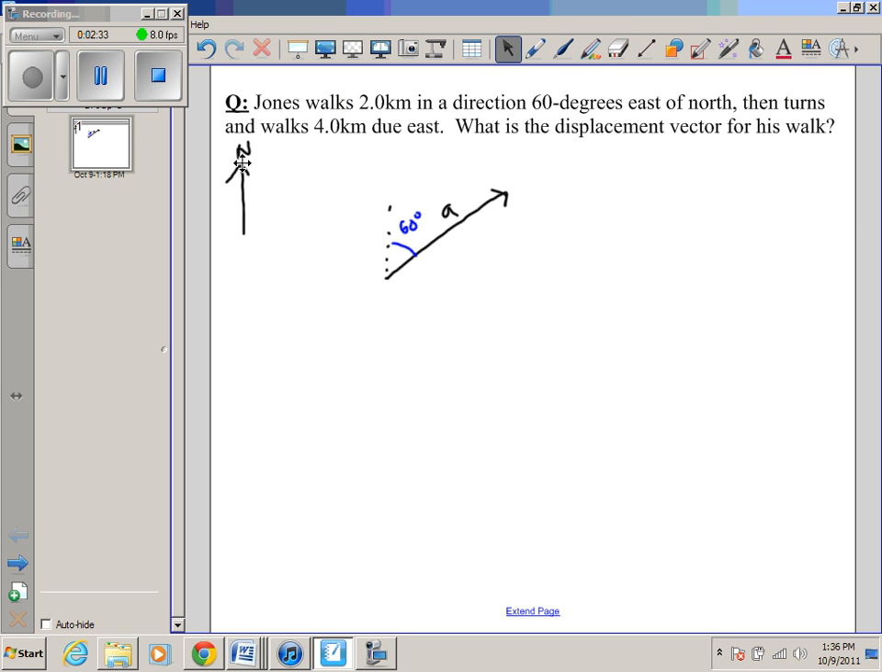That actually looks closer to maybe 45 or 50 degrees, but at any rate, it's supposed to be 60 degrees east of north. When you read this, east of north means I imagine going north, and then I turn 60 degrees to the east of north. So hopefully you can see how that direction, 60 degrees east of north, allows me to figure out that that's the angle I'm talking about. Then he turns and walks 4 kilometers due east, so that would be this. And that's B. We'll call that B for the purposes of our calculation. So we're saying A is 2 and B is 4. And then we're asked to find the resultant vector.